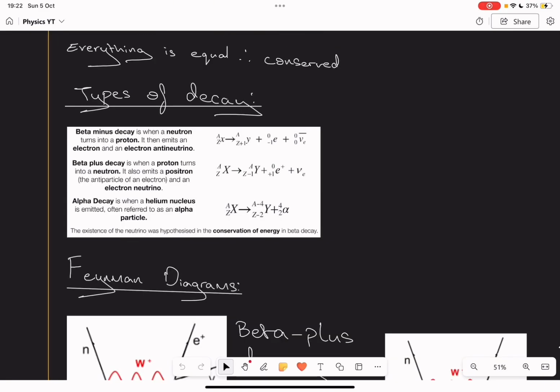There are 3 types of decays: beta minus, beta plus, and alpha decay. Beta minus decay is when a neutron turns into a proton. It then emits an electron and an electron antineutrino. Beta plus decay is when a proton turns into a neutron. It also emits a positron, the antiparticle of an electron, and an electron neutrino. Alpha decay is when a helium nucleus is emitted, often referred to as an alpha particle.